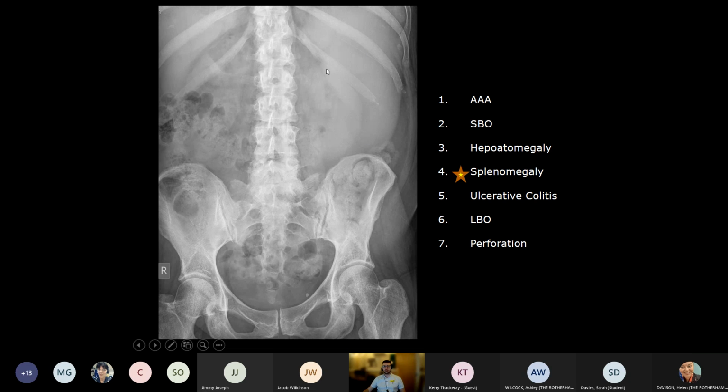It looks a bit bulky. It looks a bit too big. Again, it's one of those things that if you missed it, these patients will have further imaging. It's not the end of the world. It will be picked up, but occasionally you might be the first person to see it on an X-ray.